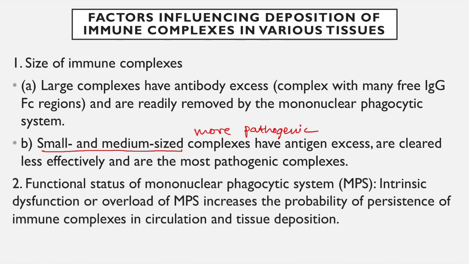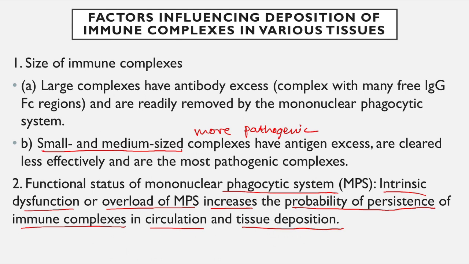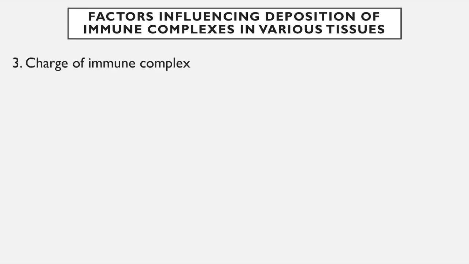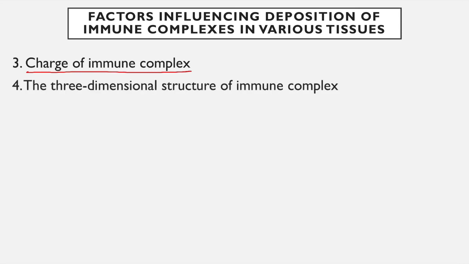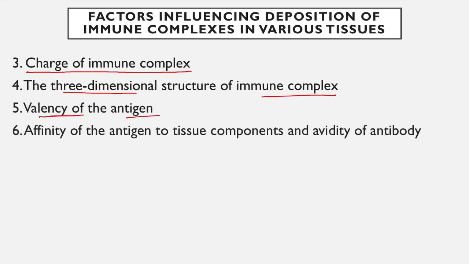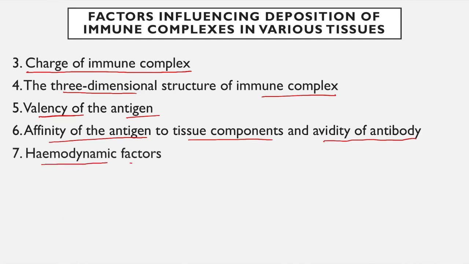Functional status of the mononuclear phagocytic system, MPS. Intrinsic dysfunction or overload of MPS increases the probability of persistence of immune complex in circulation and tissue deposition. Charge of immune complex. The three-dimensional structure of immune complex. Valency of the antigen, affinity of an antigen to tissue components, and avidity of antibody. Hemodynamic factors.